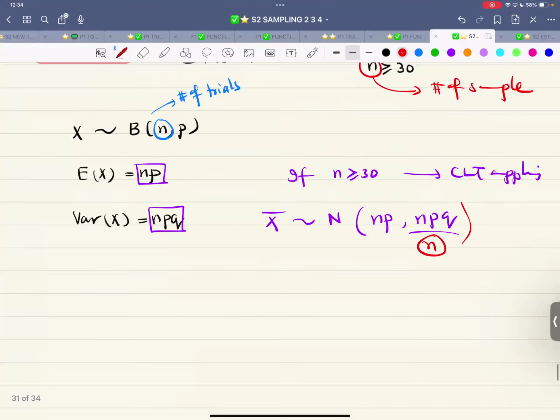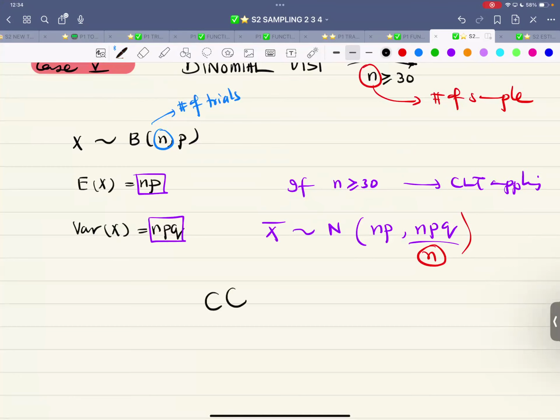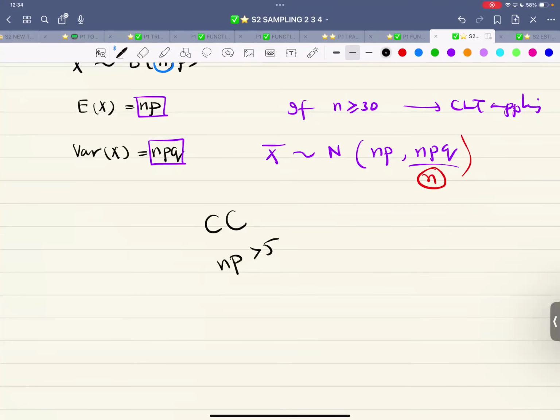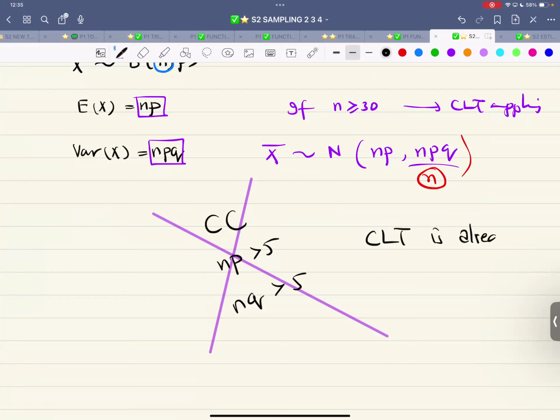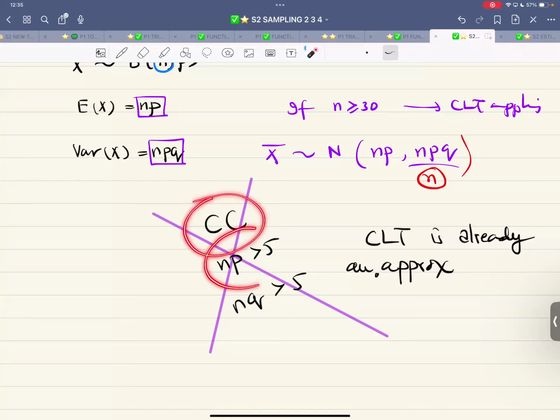Now, no one has asked this question. What about continuity correction? What about np greater than 5? What about nq greater than 5? Nothing happened to this because this is not applicable, because CLT is already an approximation, so you don't need any further approximation. That knowledge of continuity correction, np greater than 5, and nq greater than 5 is not applicable in a sampling question. That is applicable in a simple question of normal approximation to binomial or normal approximation to Poisson. It's not applicable over here.